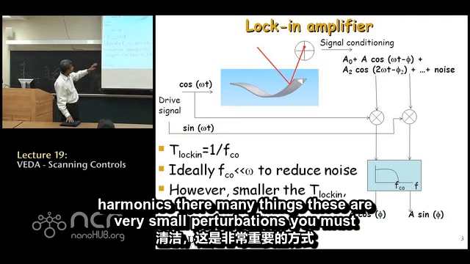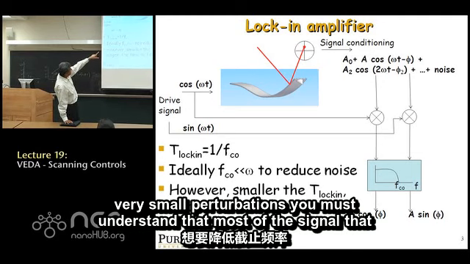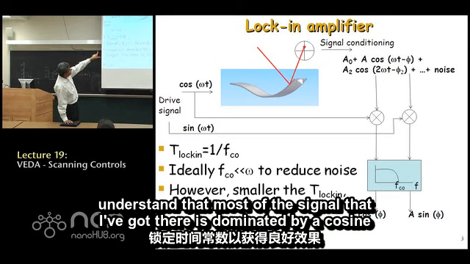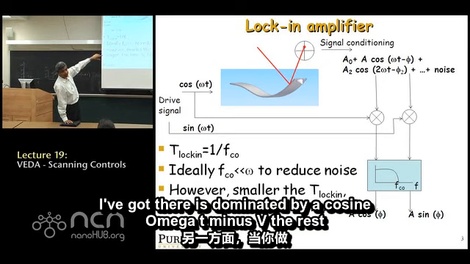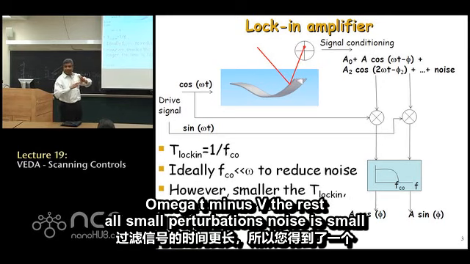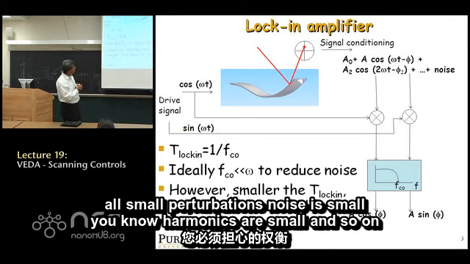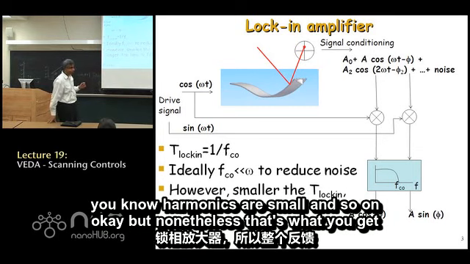Now you must understand that most of the signal that I've got there is dominated by A cosine(omega t minus phi). The rest are all small perturbations: noise is small, harmonics are small, and so on. But nonetheless, that's what you get out of the photodiode.